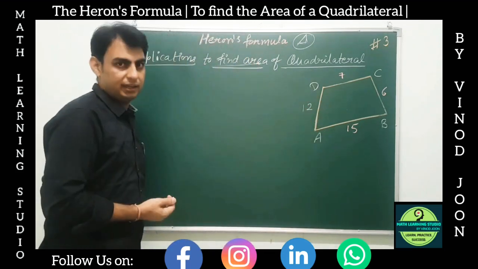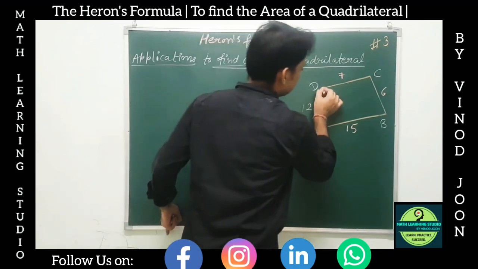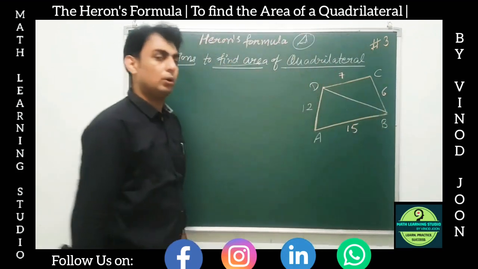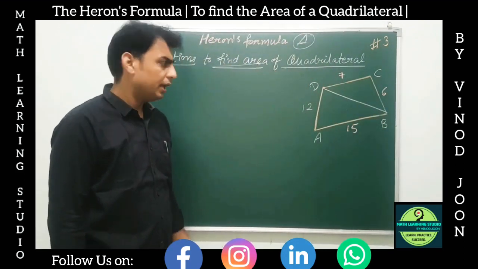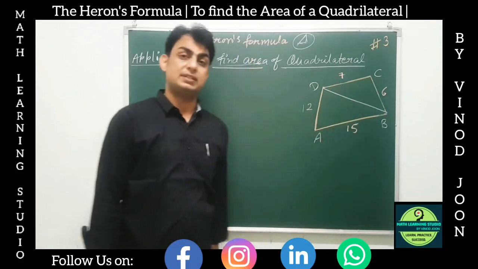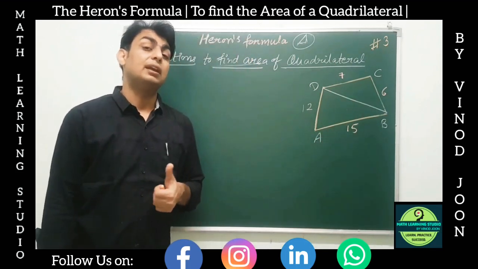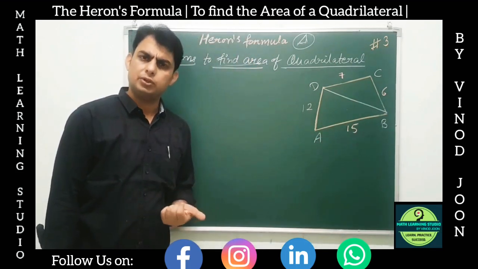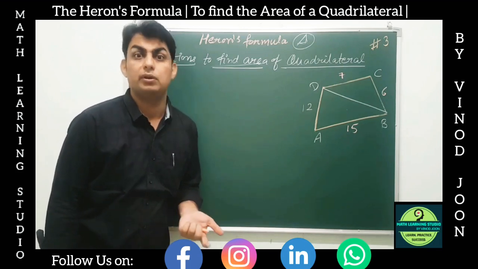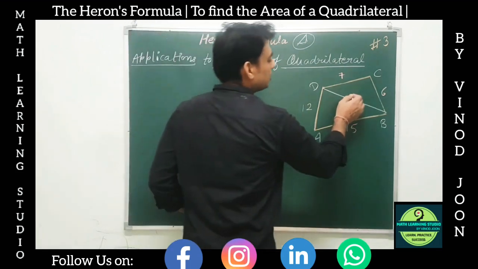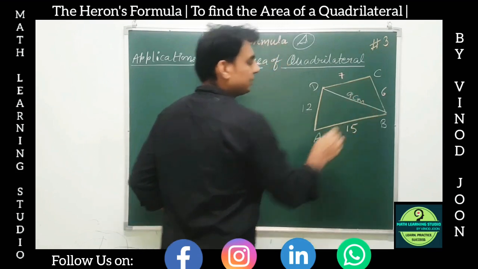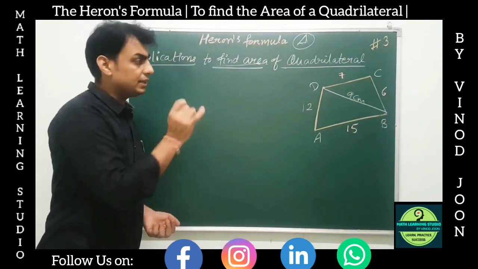How can we find the area? Well, for this, what do we do? We draw a diagonal. And we need the length of this diagonal. Now sometimes the length of this diagonal is already given to us. Sometimes we have to find it. So suppose here I take the diagonal's length as 9 centimeters. It is given here.